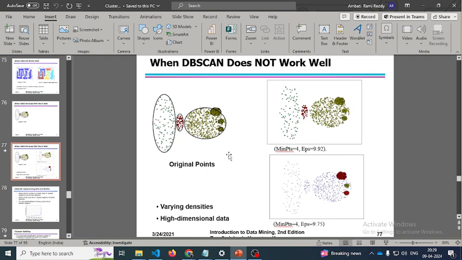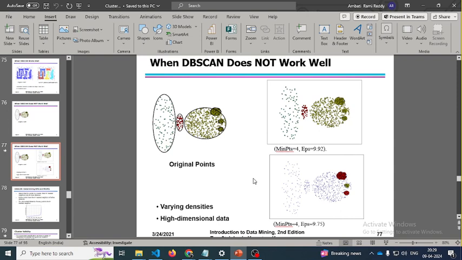For example, see here, this is your original data points. If you are having data like this, then it won't work well. Based on this observation itself, you can say it. If the density is different here, different here, and again you have some other densities, all these data points having different densities, that is, varying densities in different regions.